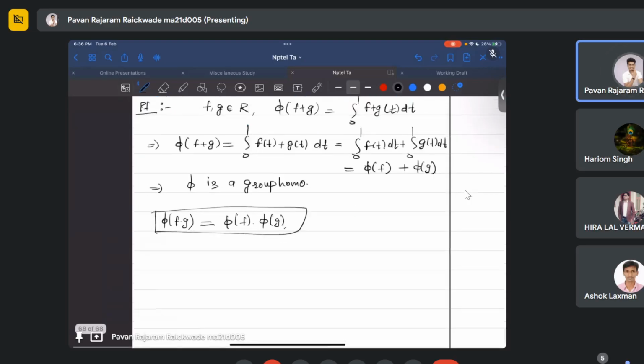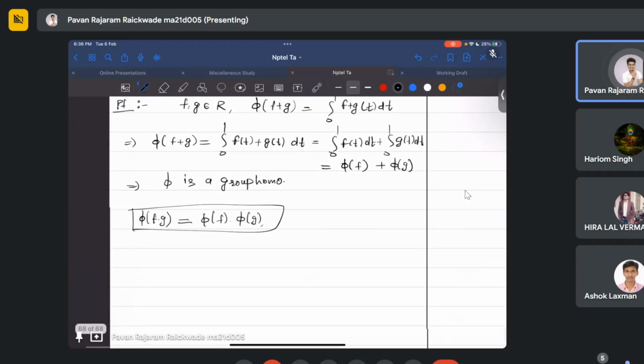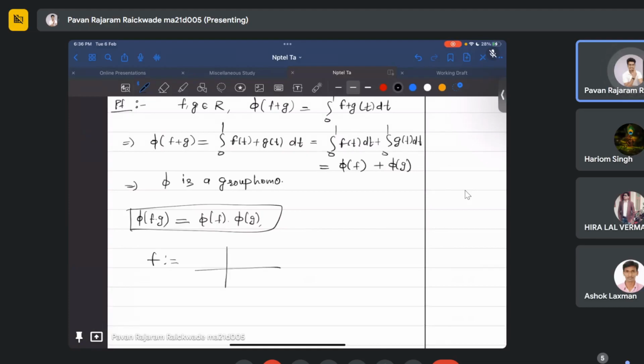Okay, so let's take f as something like this. This is 0, this is 1, and suppose I define a mapping like this. This is the line, and this point is half, let's say. So what is phi f? You can see the positive and negative parts cancel. In some sense it's an odd function around half, and half is the midpoint of [0,1]. So phi f will be 0.